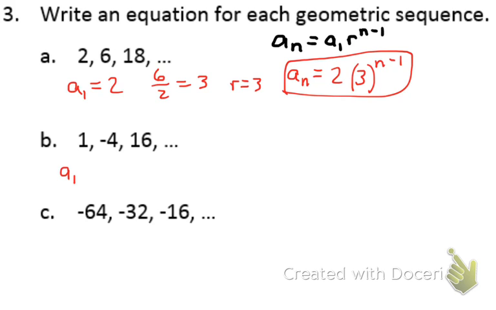All right, A sub 1, first term 1, common ratio. What are you multiplying by each time? Do negative 4 divided by 1, and you get negative 4. So the common ratio is negative 4. Now we'll write our equation for that. So A sub n equals A sub 1, the first term, times the common ratio to the n minus 1 power.